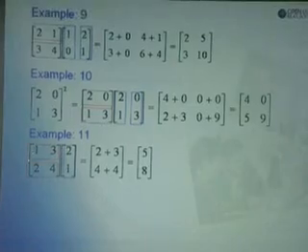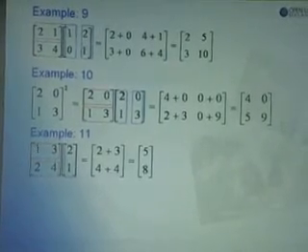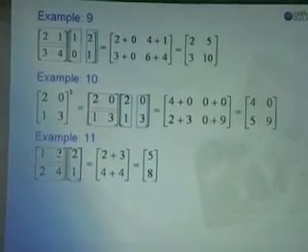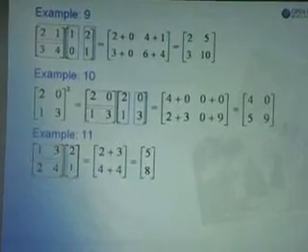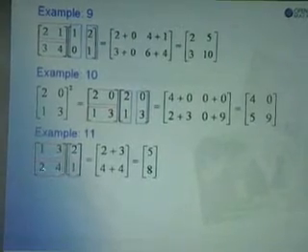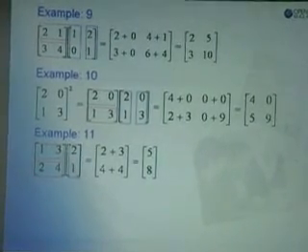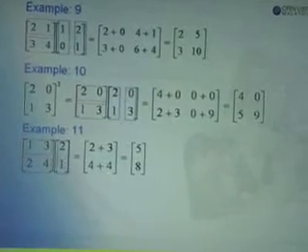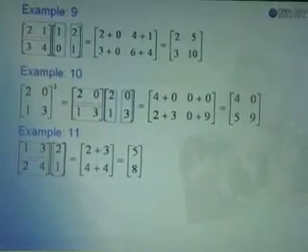In example 11, we have the matrix 2 by 2, and the second matrix is 2 by 1. So when we multiply, same rules apply. Take all the elements in the first row, multiply by elements in the column. So 1 times 2 will give us 2, plus 3 times 1 equals 3. Second row, 2 times 2 equals 4, and 4 times 1 equals 4. Simplify, 2 plus 3 equals 5, 4 plus 4 equals 8.